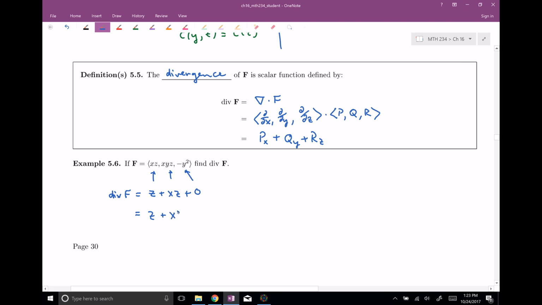And if you'd like to, you can factor this. But notice that this is a scalar function. It's not outputting a vector, it's outputting numbers. So depending on what x and z are, it's going to be outputting a scalar rather than a vector. And that happens anytime you have the dot product.